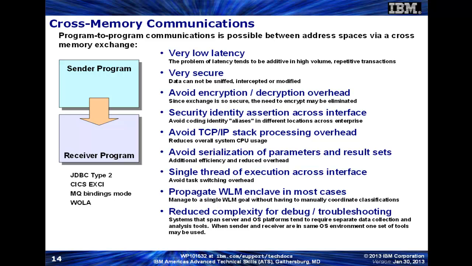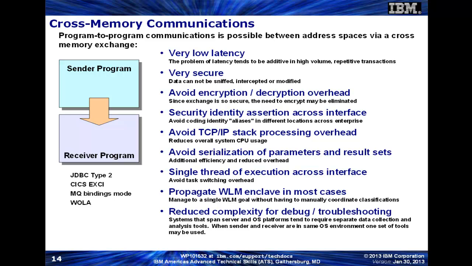The first obvious advantage of cross-memory communication is it provides a very low level of latency. Since there's no network protocol code path to go through, the processing is highly optimized. Reduction of per-transaction latency is particularly important in very high-volume operations, where the additive nature of each transaction's latency can make overall throughput longer. But reduced latency is not the only benefit.